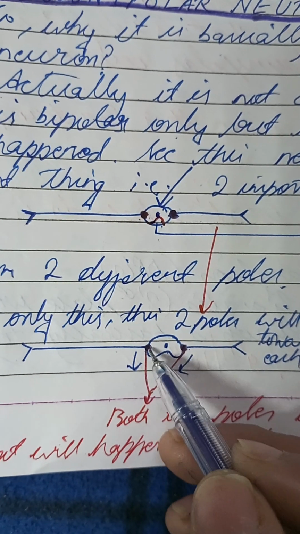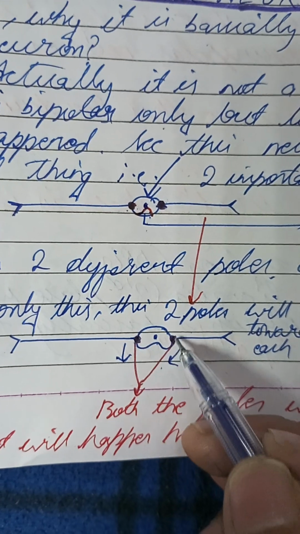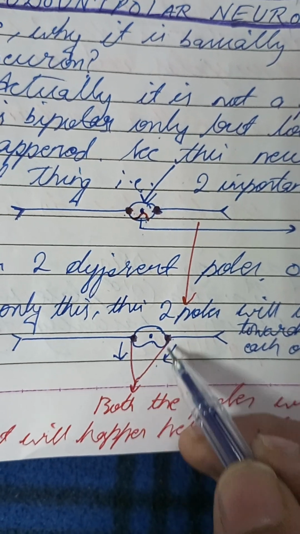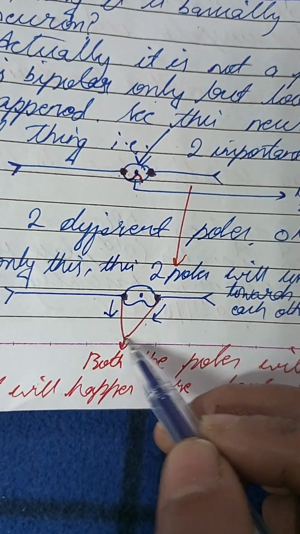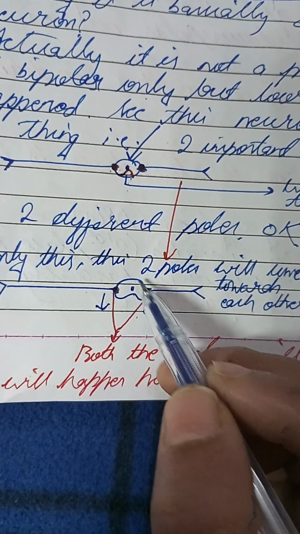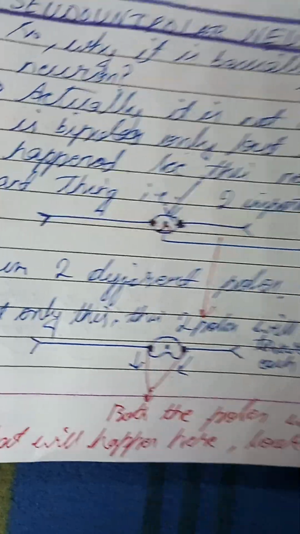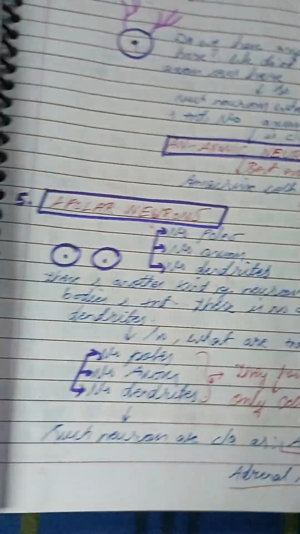This pole and this pole, one pole here, one pole here. These both poles are pulling each other towards each other. See, this pole is pulling here, this pole is pulling here. So both poles are pulling each other. So what will happen? We'll continue in the next picture.